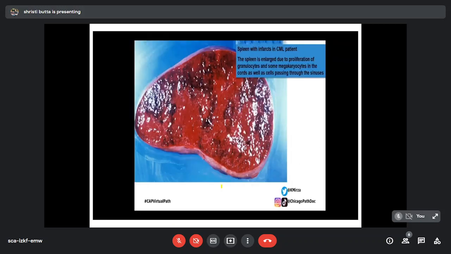Now look at the spleen of this case. The spleen is enlarged due to the proliferation of the granulocytes and some megakaryocytes in the cords, as well as the cells passing through the sinuses. So that has resulted in this splenic infarct here.